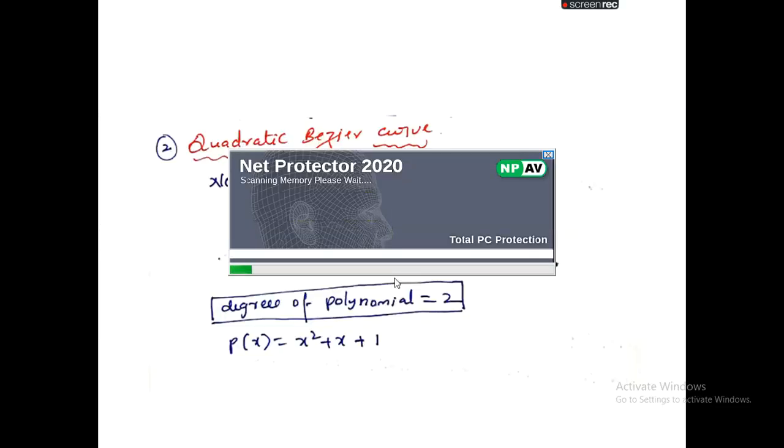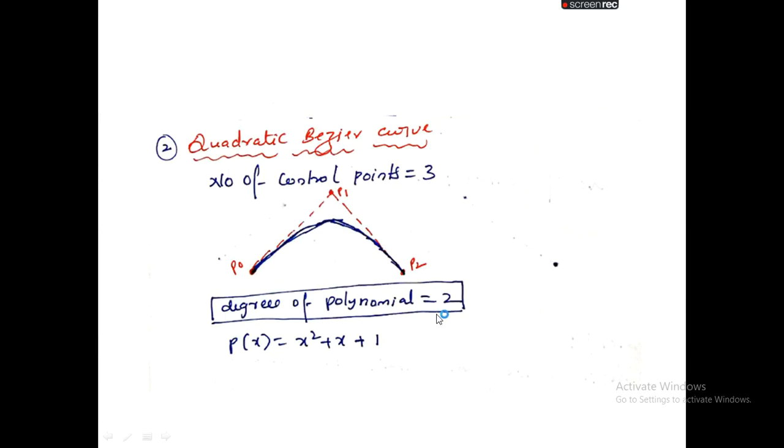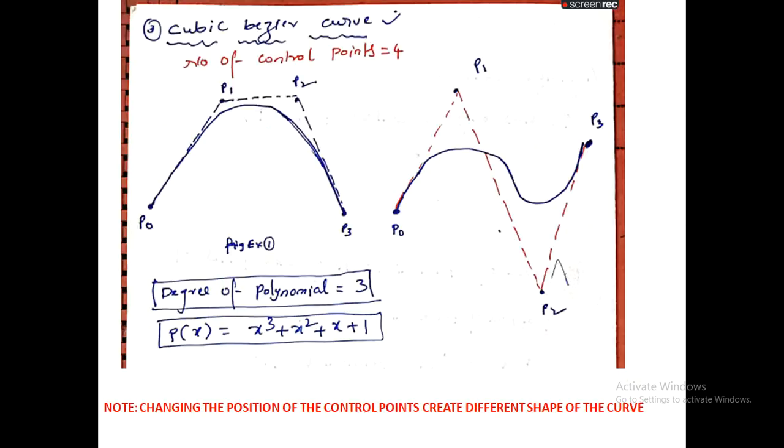When the number of control points is 3, the degree of the polynomial is 2, that is 3 minus 1. Then the polynomial is x square plus x plus 1. This 2 represents that the degree of the polynomial is 2. This is the equation to create a quadratic Bezier curve. So first I said simple Bezier curve, second is the quadratic Bezier curve, third is the cubic Bezier curve.